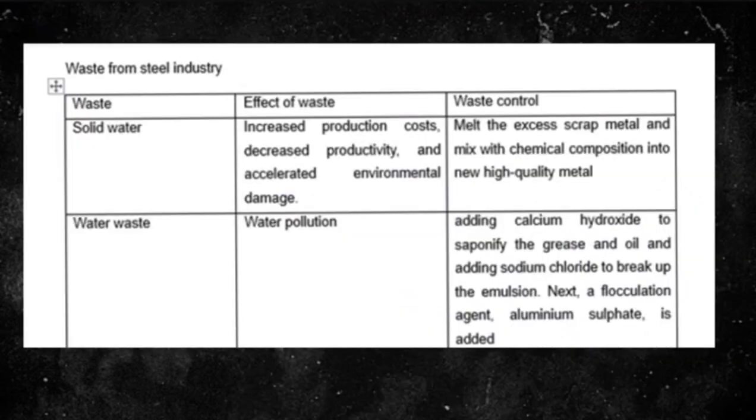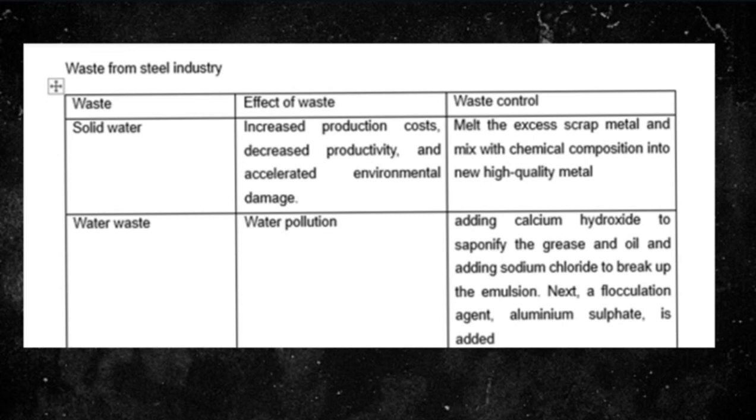For the next topic, waste from the steel industry. The effects of solid waste are increased production costs, decreased productivity and accelerated environmental damage. For the waste control, melt the excess scrap metal and mix it with chemical composition into new high quality metals.